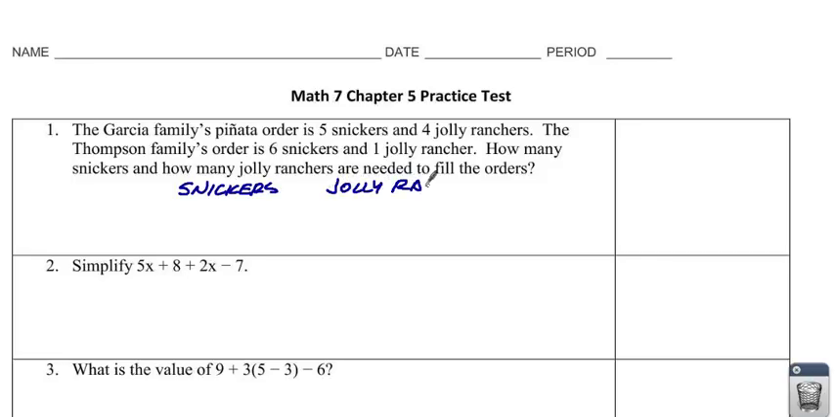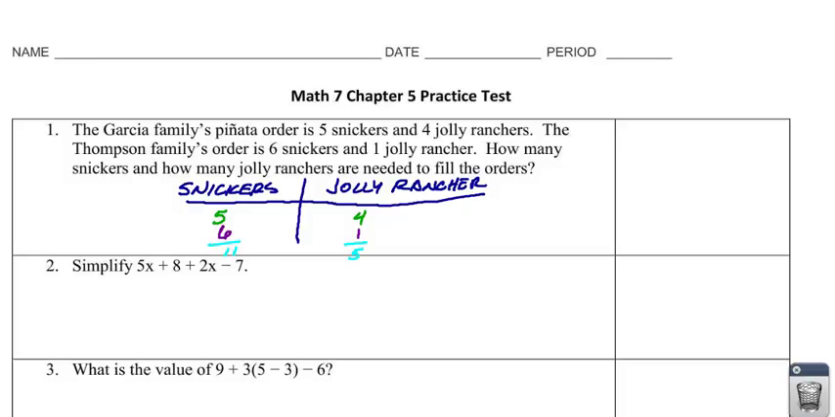So we've got the Garcia family, and for the Garcia family, they wanted 5 Snickers. Let's make them green, Garcia green. They want 5 Snickers, and they want 4 Jolly Ranchers. The Thompson family, and I don't have a color that starts with T, so the Thompsons will be purple. They want 6 Snickers, and they want 1 Jolly Rancher. So when we look at the total amount being ordered, we need 11 Snickers and we need 5 Jolly Ranchers.